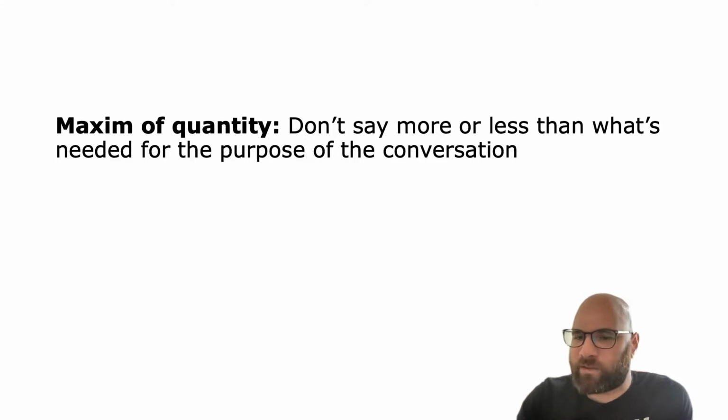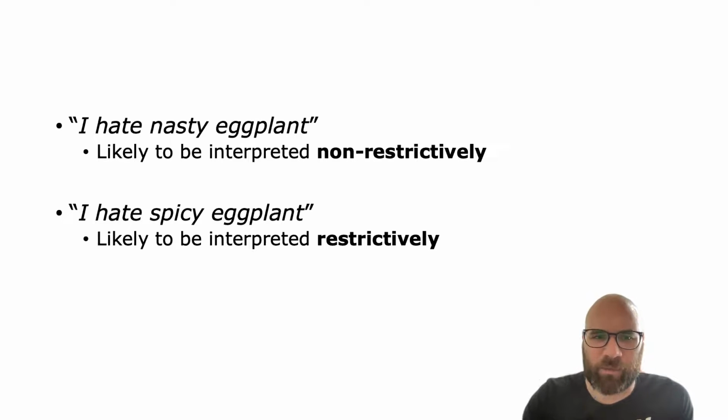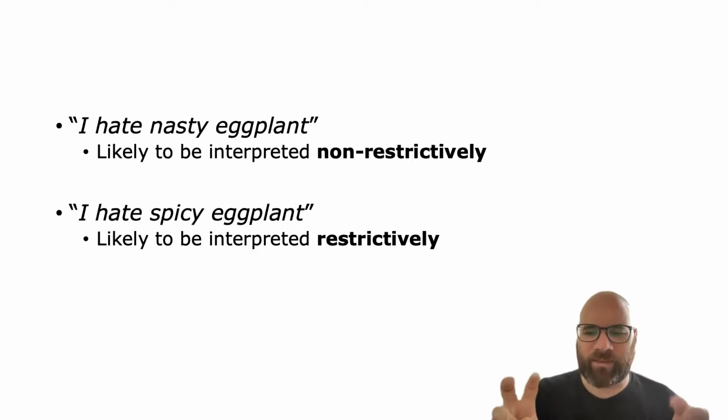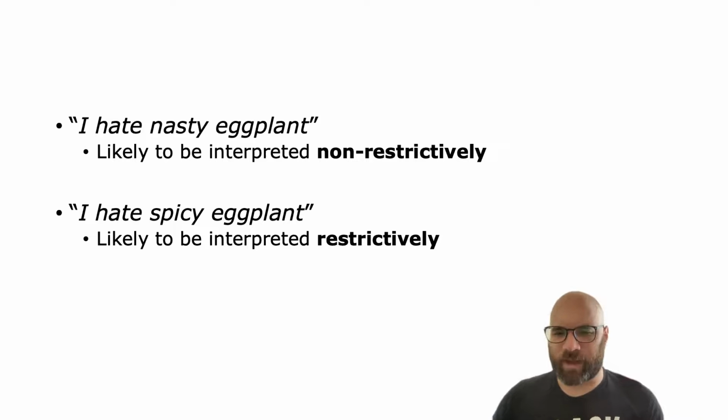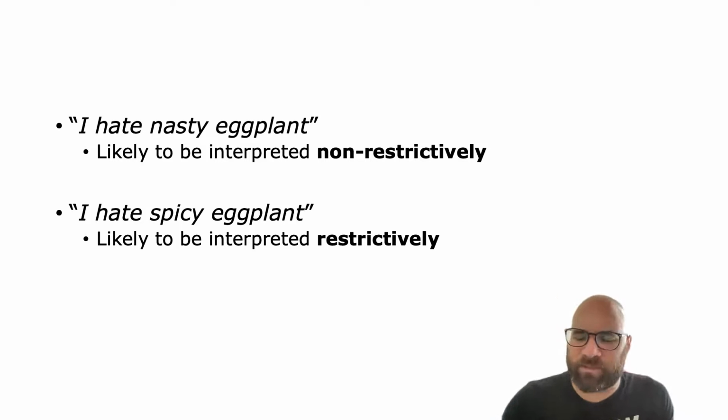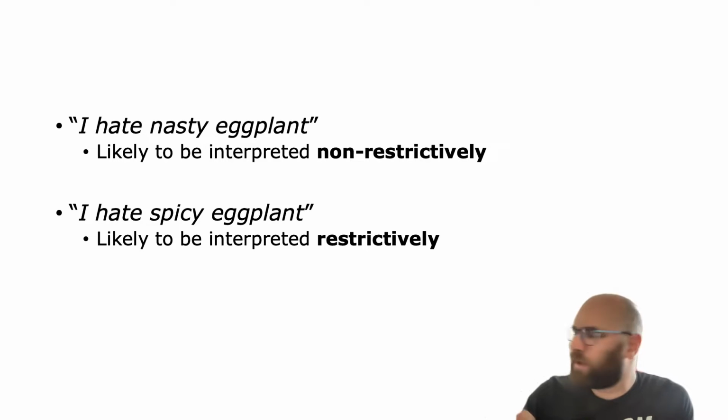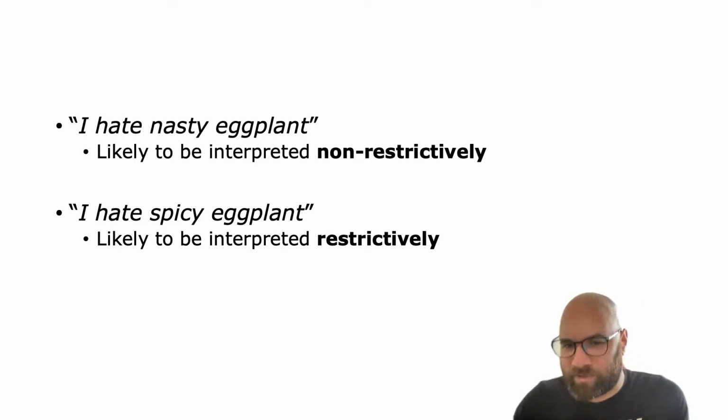I think if we understand non-restrictive modification in this way, it also helps us understand why different sentences get interpreted different ways. So for example, like we saw before, I hate nasty eggplant. To me, that seems like it would be interpreted in a non-restrictive way. But just change the sentence a little bit to like, I hate spicy eggplant. It seems very weird for me to interpret that non-restrictively, and I think I would probably interpret it restrictively, meaning that I don't hate all eggplants, but I hate the spicy ones.